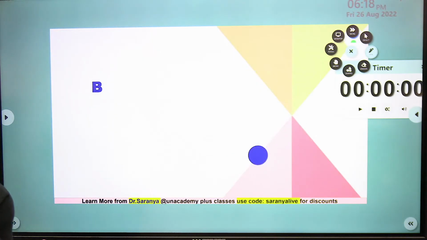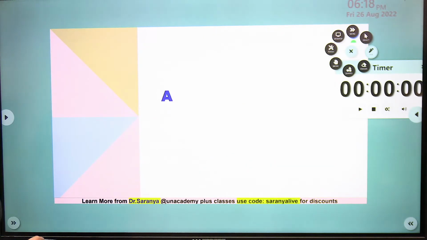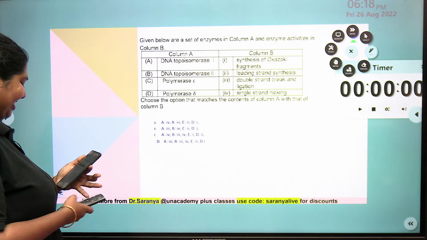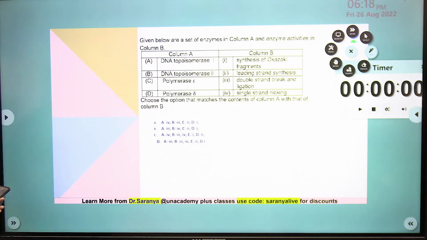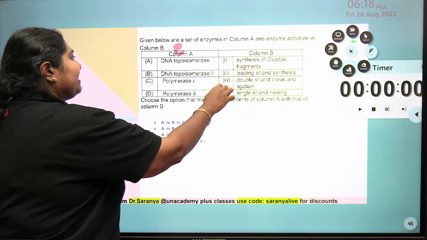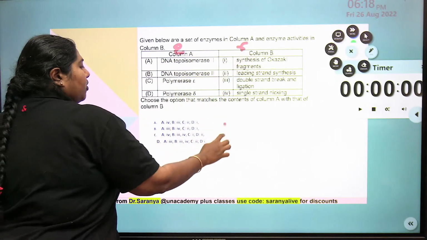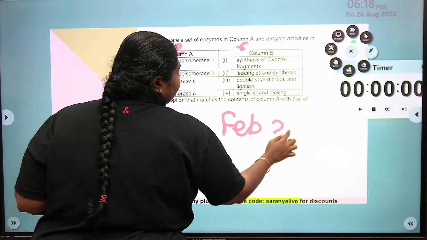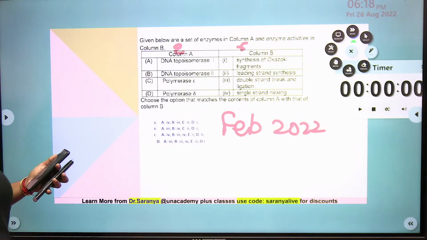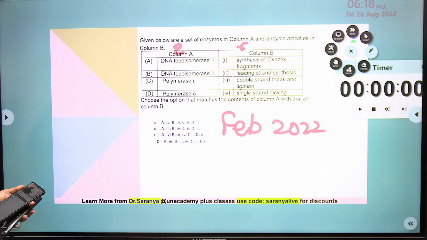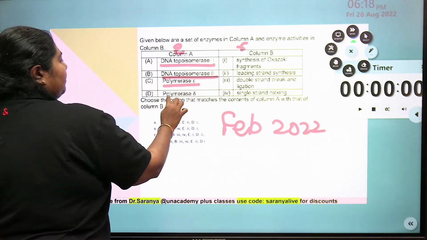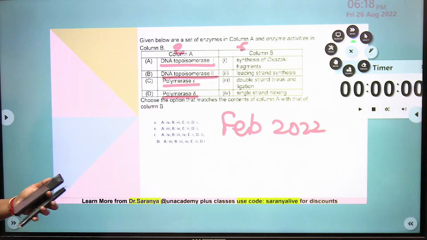So in biochemistry we have done 2 major repeated questions, right? Now we will jump into molecular biology. In molecular biology, the first one is a match the following of enzymes and their function. This is also a February 2022 question. Number 1 is about DNA topoisomerase 1, topoisomerase 2, polymerase epsilon and polymerase delta.